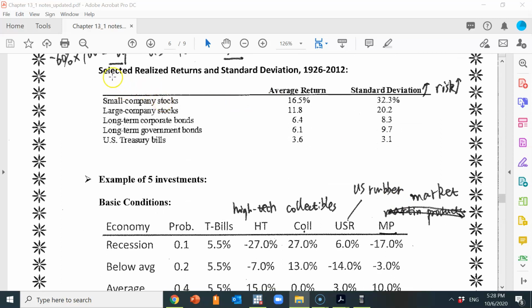This graph shows us selected realized returns and standard deviations from 1926 to 2012 in United States for different stocks, bonds, and treasury bills. We can see that it follows the higher return, higher risk principle. For small company stocks, it has the highest risk, so it has the highest return and highest standard deviation. For large company stocks, it has the second highest risk and second highest return. And then the return and risk declines as we go to long-term corporate, long-term government, and short-term corporate bonds.